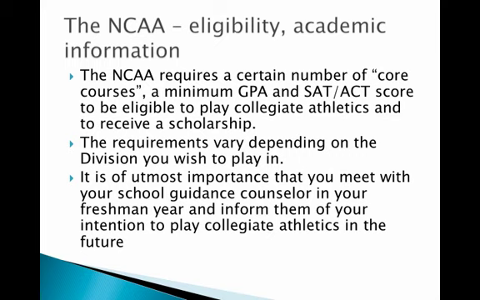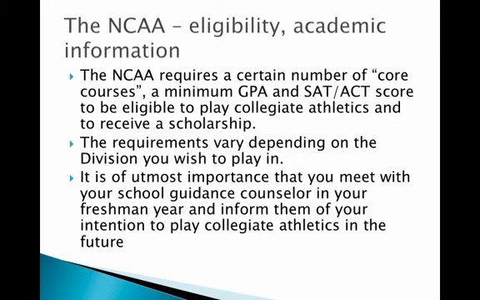In this segment, we're going to talk about the NCAA's eligibility requirements, and I thought this was so important that I made its own tutorial. The NCAA requires a certain number of core courses, a minimum GPA, and a minimum SAT or ACT score to be eligible to play collegiate athletics and to receive a scholarship. The requirements vary depending upon the division you wish to play in.